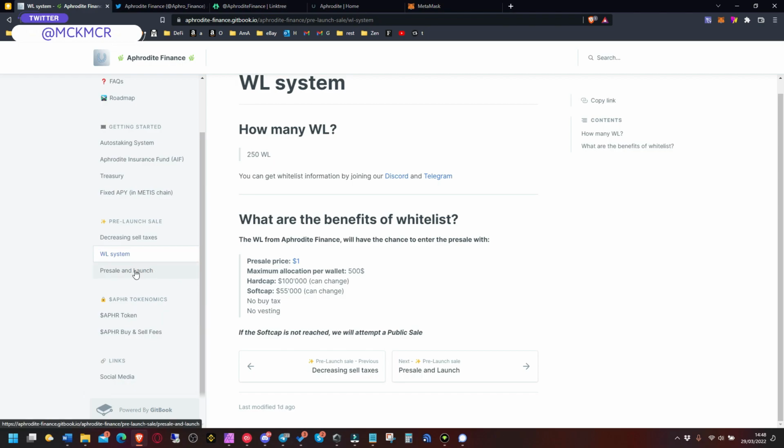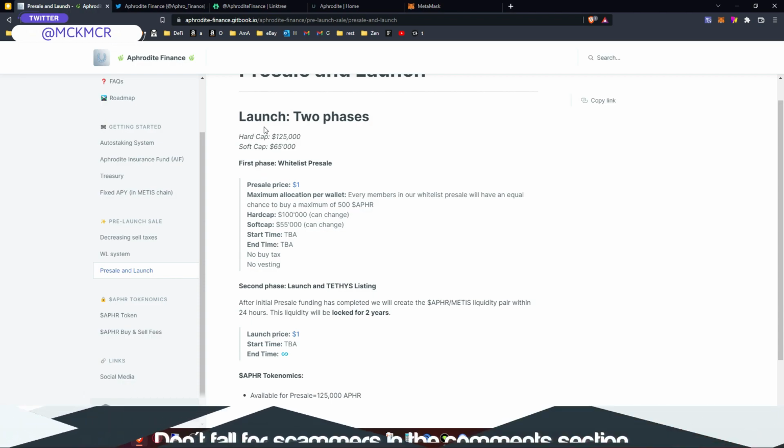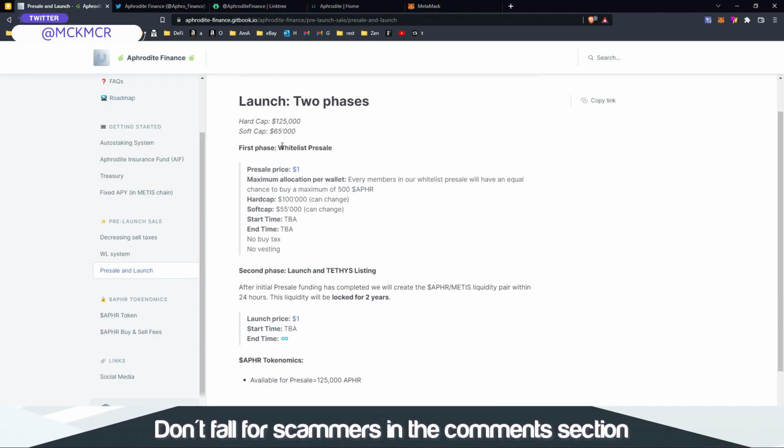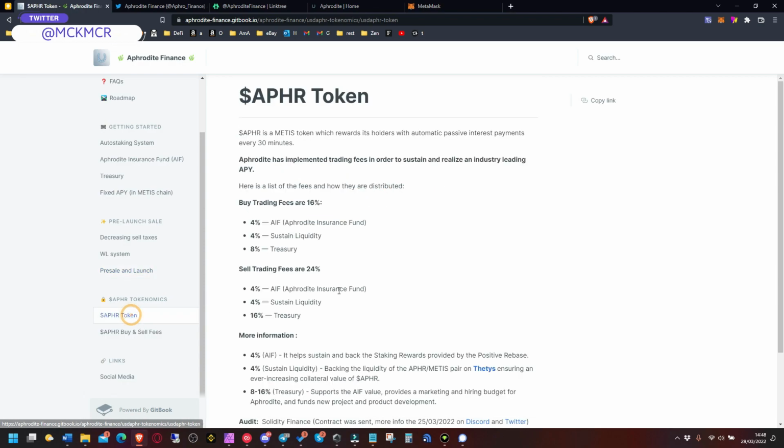So they're spreading the whitelist at the moment, and the launch will be in two phases. In the whitelist, it's $1, and the second phase will be as well $1, so it might even be possible to buy it, but obviously the public pre-sale, public sale would increase the value of the coin as well. The pre-sale will maintain that price for a while.